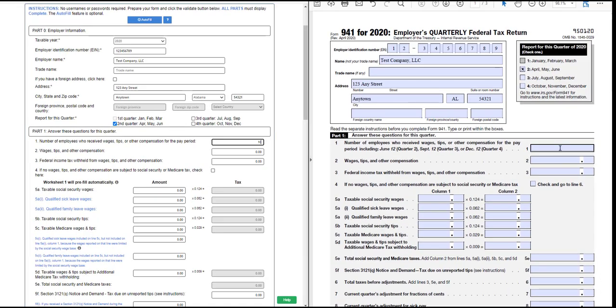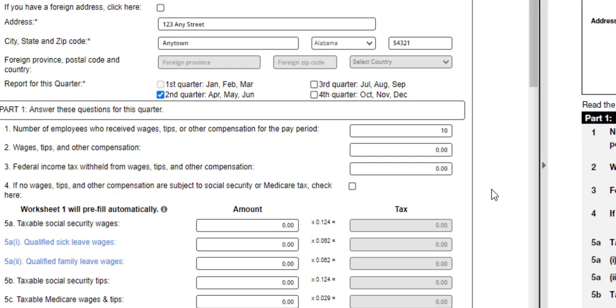Line 2. Wages, tips, and other compensation. This line picks up amounts that would be included in Form W-2, Box 1, taxable income. It includes total wages, bonuses, fringe benefits, and employee expense reimbursements. Don't enter gross income or adjusted gross income, as the amount is reduced by non-taxable items such as 401k retirement contributions. In this example, I'll enter $105,000. Line 3, federal income tax withheld from your employees during the quarter.